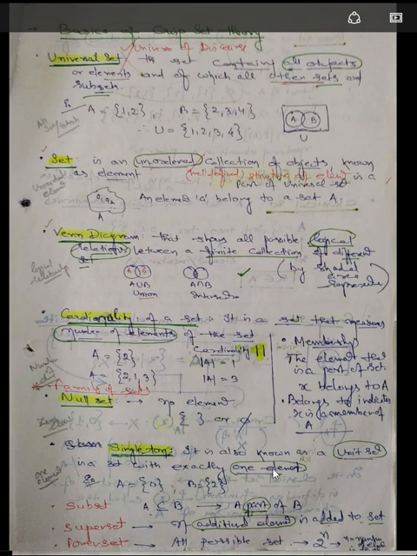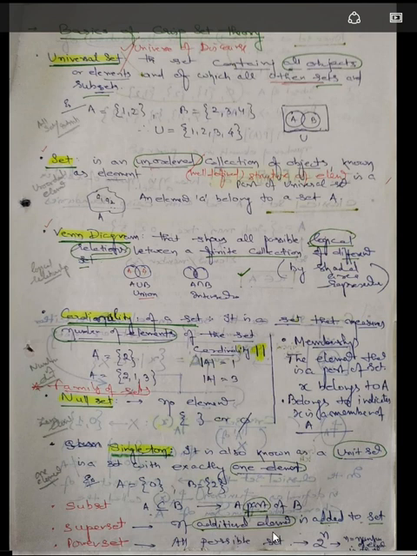Singleton. A singleton, also known as a unit set, is a set that has exactly one element. So if you have only one element, then we term it a singleton. Even if it is a 0, it is one element. Or B is equal to 2, represented in curly brackets, and then we term it a singleton. Subset. When A is a subset of B, that means A is a part of B. That means A has a relation with respect to B. So that's why A is a part of B.